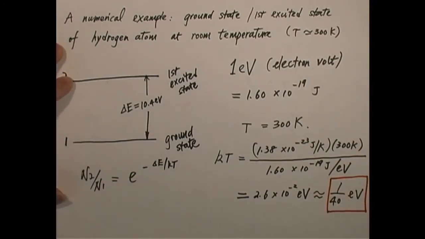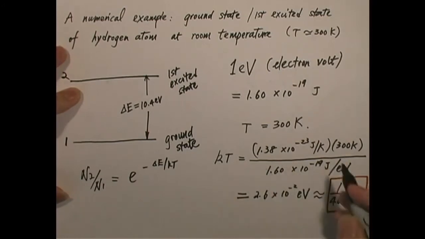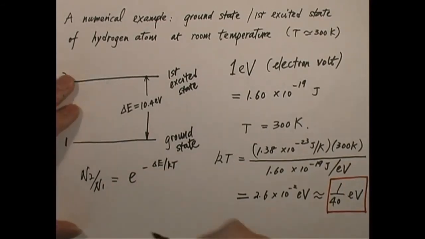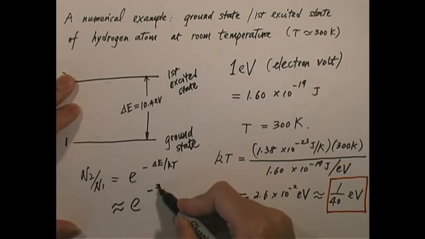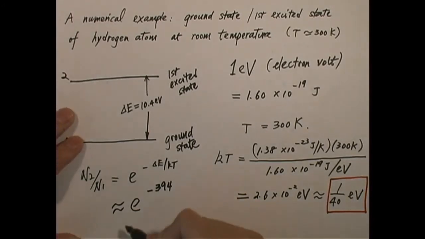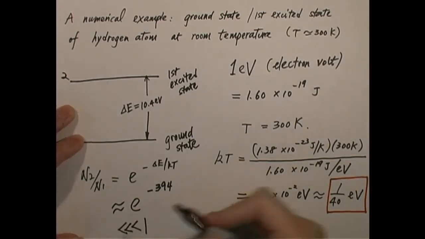So you see, delta E is over 10 eV, right? And yet kT is a small fraction of an eV. It's only 1/40 of an eV, which means delta E over kT is a fairly large number. So you work out this number, you find this is e to the power negative 394. How much is e to the negative 394? I don't know exactly what it is, but I know it's very, very close to 0. This is far less than 1.